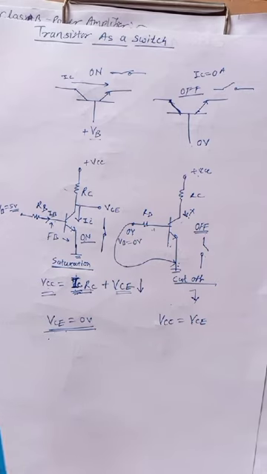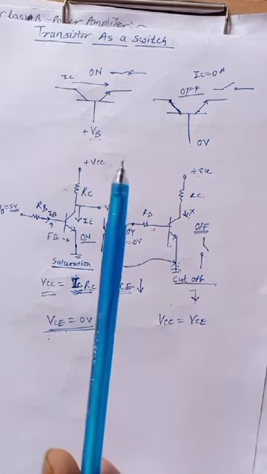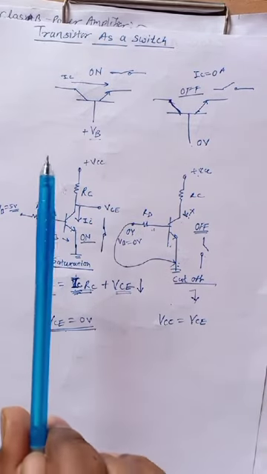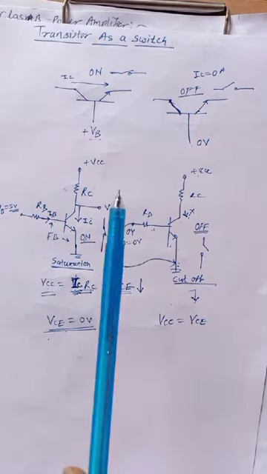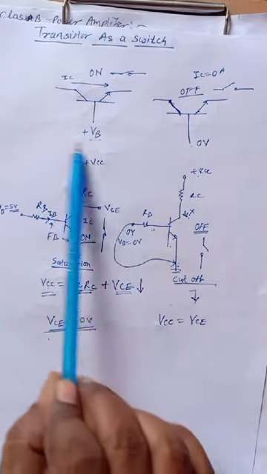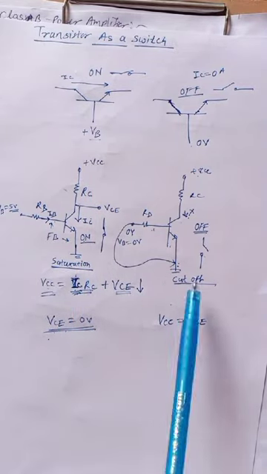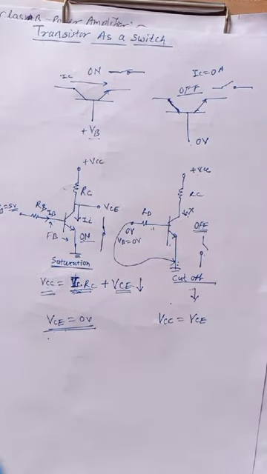In coupling, we know that there are different types: RC coupling, impedance coupling, transformer coupling, and direct coupling. In direct coupling, the transistor acts like a switch. It is in on state or off state, saturation or cutoff. In such types of circuits we use a transistor as a switch.